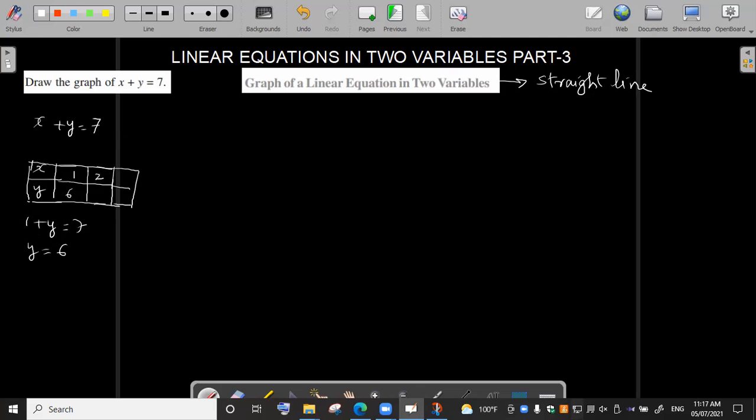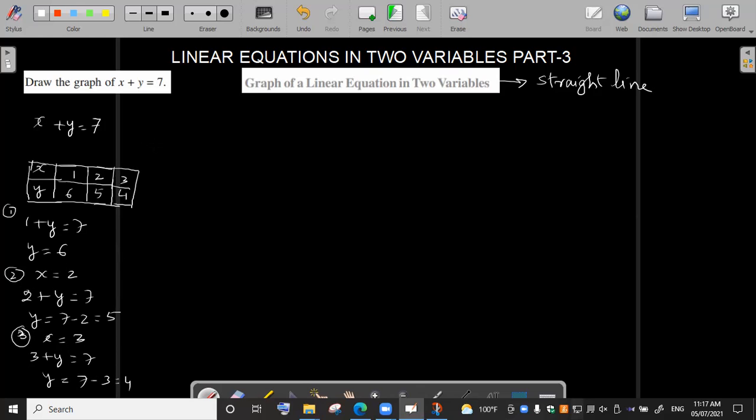Then you can take 2. So when x is equal to 2, substitute the value of 2 in the equation. 2 plus y is equal to 7. y is equal to 7 minus 2. 7 minus 2 means 5. Okay, so (2, 5). And take 3. So x is equal to 3. When x is equal to 3, substituting 3, 3 plus y is equal to 7 and y is equal to 7 minus 3, that is 4. So easily here we are getting the points.